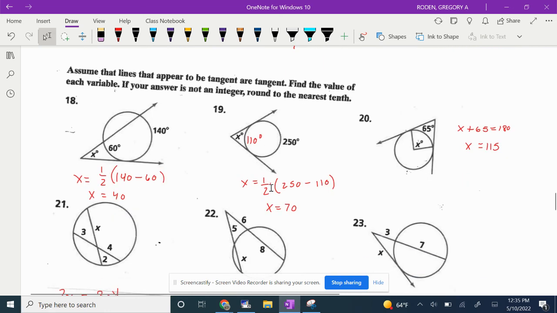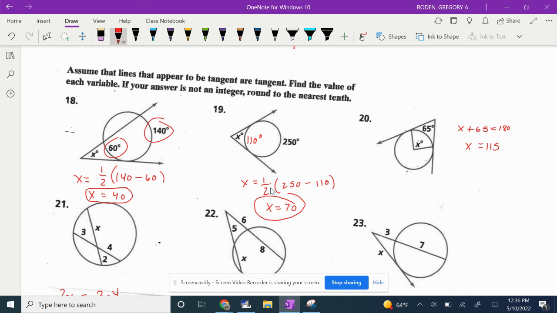Okay, so this one right here on number 18, our formula is: if they intersect on the outside, we subtract the two intercepted arcs and divide that by 2. So when the intersection of the secants or tangents is on the outside, we subtract the two intercepted arcs, and then we divide by 2. So 160 minus 140 divided by 2 gives me 10. The next one, same thing. We take 250 minus 110, divide that by 2, and we get 70.